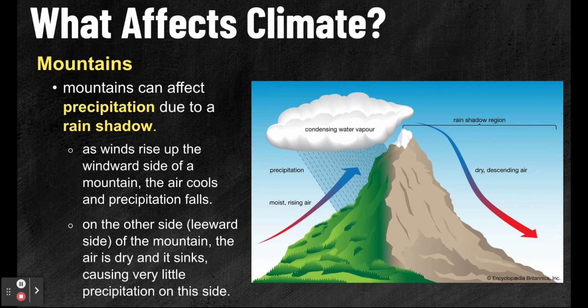But then on the other side of the mountain, that's called the leeward side, the air is dry. The water already fell on the other side of the mountain. So on this side, the air is dry, and that dry air sinks, and it causes very little precipitation to fall on that side. So these factors are all ways that climate can be affected.